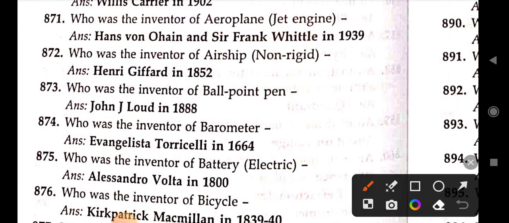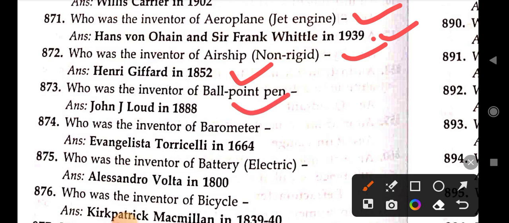Who was the inventor of the aeroplane jet engine? The right answer is Hans von Ohain and Sir Frank Whittle in 1939. Who was the inventor of the airship? Non-rigid, Henri Giffard in 1852. Who was the inventor of the ballpoint pen? The right answer is John J. Loud in 1888. Who was the inventor of the barometer?